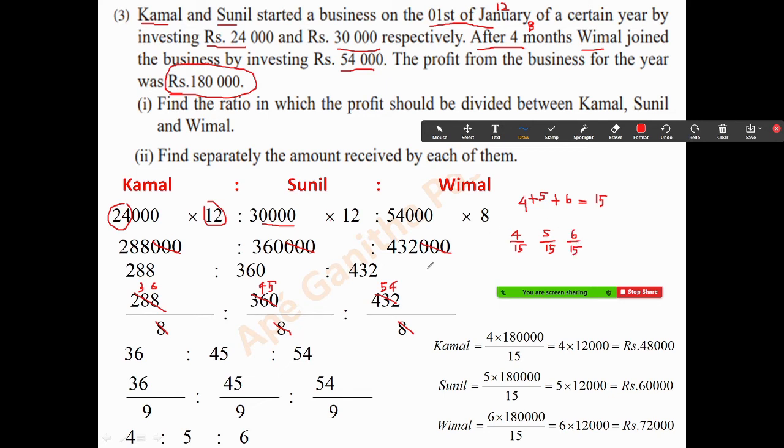These are the fractions. These fractions should be multiplied by 180,000. Each fraction should be multiplied by 180,000. So how to find Kamal's part? 4 over 15 multiplied by 180,000. How to get Sunil's part? 5 over 15 multiplied by 180,000. Vimal's part? 6 over 15 multiplied by 180,000.